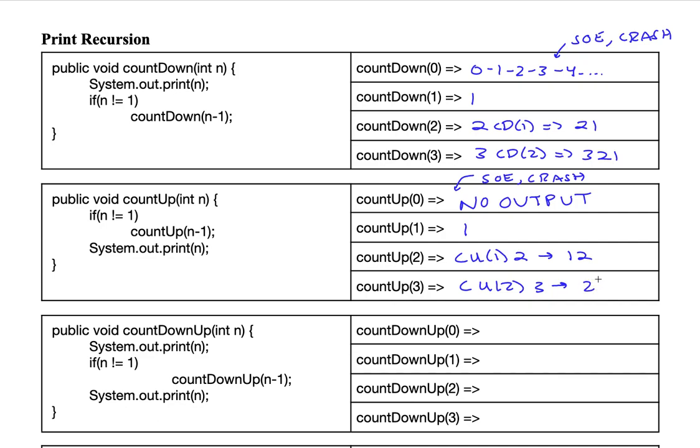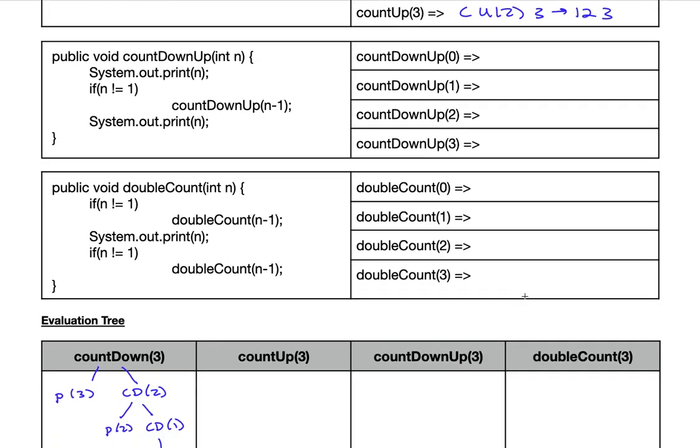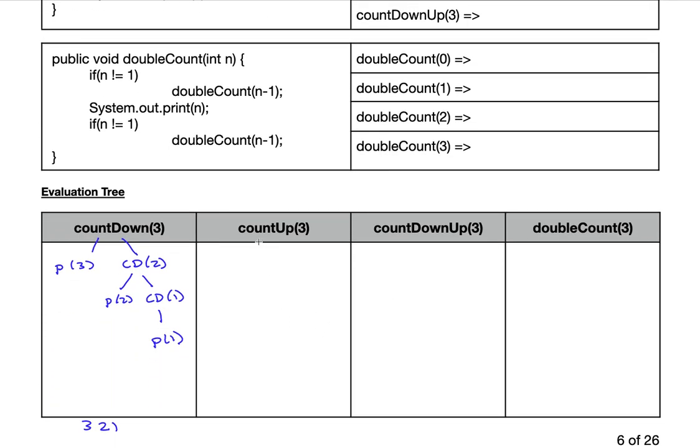So count up of 2 gives us both the 1 and the 2, and then we have the 3 afterwards. And I want to look at how this tree looks different for count up 3. What it does first is count up of 2, followed by the print of 3. Count up of 2 first does count up of 1, followed by the print of 2. And what count up of 1 does is print 1. And this gave us the output of 1, 2, 3.